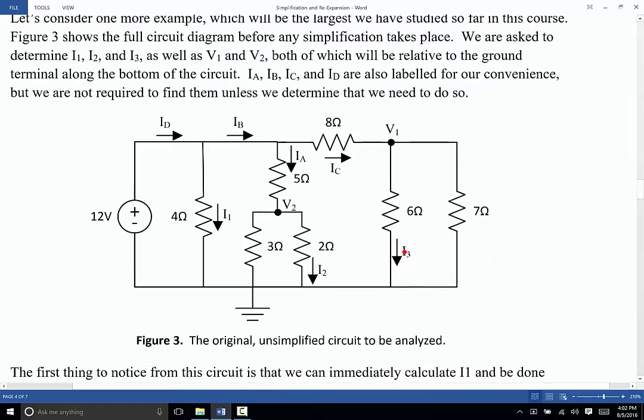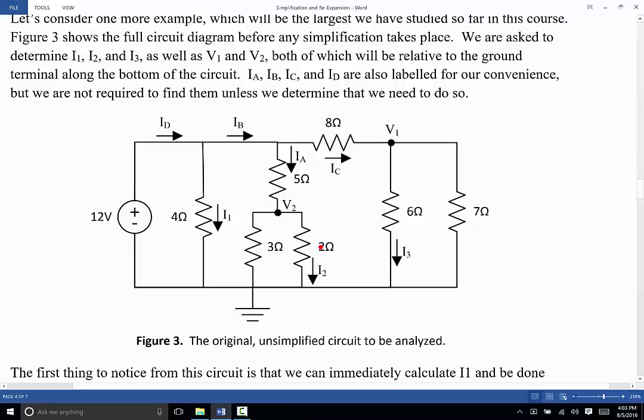Now that serves 2 purposes. First of all, great. We've answered one of the 5 things we were asked to find, but I1 will also be a valuable thing that we're going to need to find later on. Now that we've got that out of the way, I see that the 3 ohm and the 2 ohm resistors are in parallel, and I see that the 6 ohm and the 7 ohm resistors are in parallel. I'm going to go ahead and combine those together.